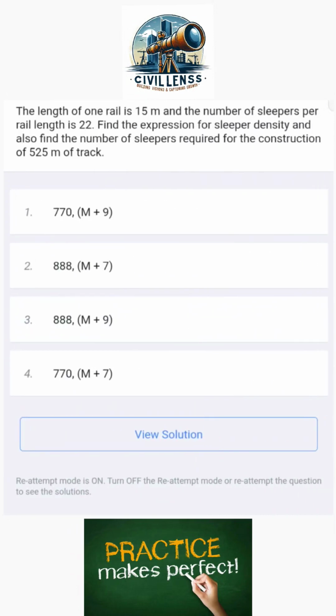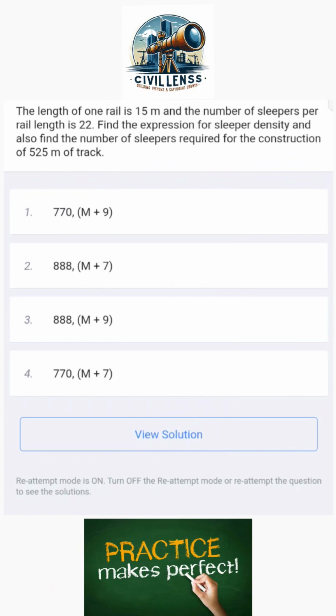Next one. The length of one rail is 15 meters. The number of sleepers per rail length is 22. Find the expression for sleeper density and also find the number of sleepers required for the construction of 525 meters of track. So for sleeper density, here 22 is equal to 15 plus x. 22 is equal to 15 plus x. Here x comes as 7. 15 plus 7 is equal to 22. So here options 2 and 4 are correct.